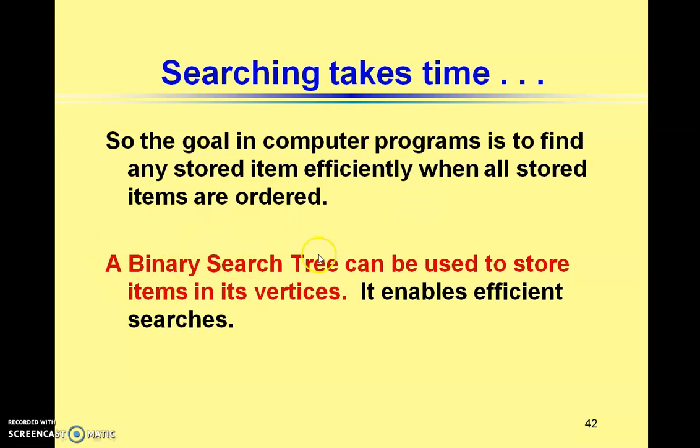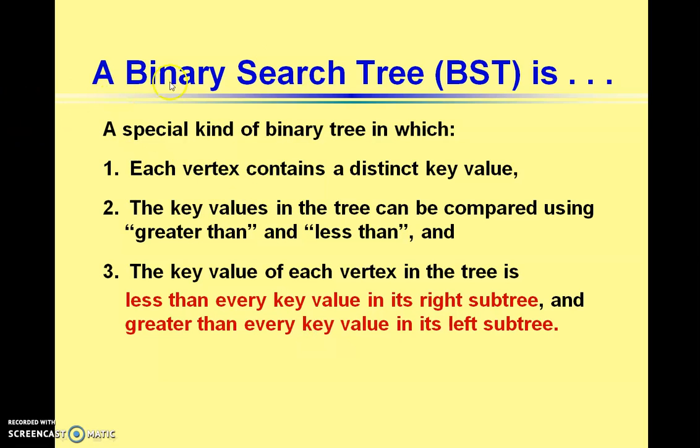The goal in computer programs is to find any stored item efficiently. So they use a binary search tree. It can be used to store items in its vertices. It enables efficient searches. As you store things, you put them in order. That way you can look for them quickly. A binary search tree, BST, is the best for a lot of this stuff. Each vertex contains a distinct key. The key values in the tree can be compared using greater than and less than, and the key of each vertex is greater than every key value of its left and less than every key value of its right.